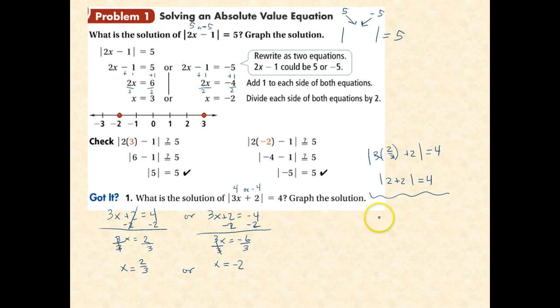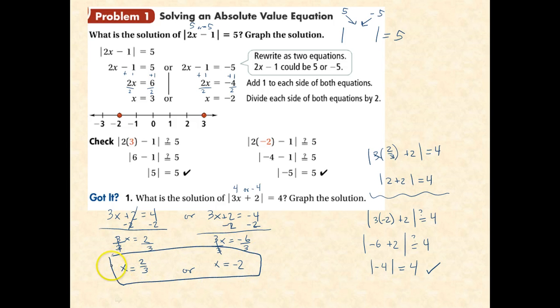What about the negative 2? Absolute value of 3 times negative 2 plus 2, does that equal 4? 3 times negative 2 is negative 6. Negative 6 plus 2 is negative 4. Absolute value of negative 4 is 4. So both of those work. So my answer is those.